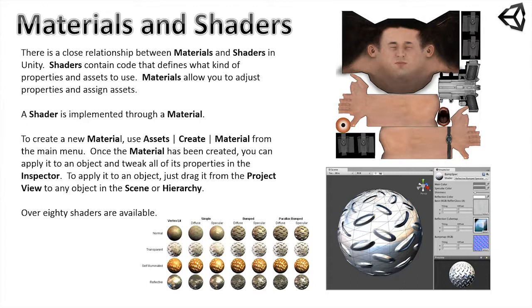So materials and shaders: any 3D object, like the cube that I had there, can have a material and a shader applied to it. For 3D, it's going to look like this, or the top right here. For 2D, it's just a sprite, because you only have really one face that you need to paint in a 2D game.